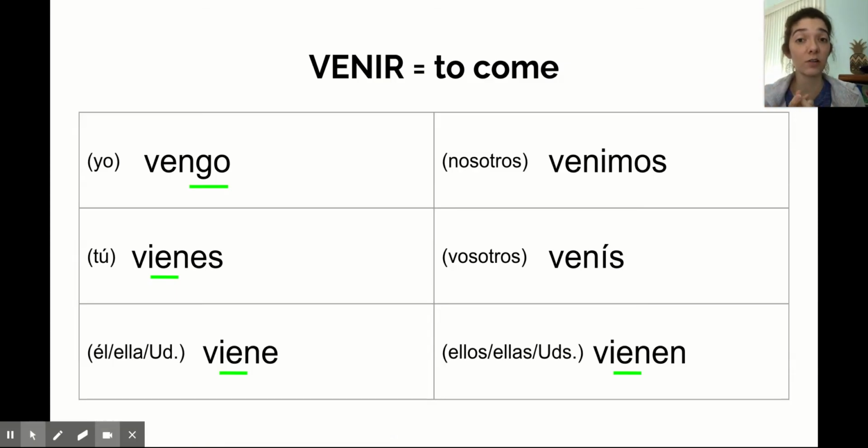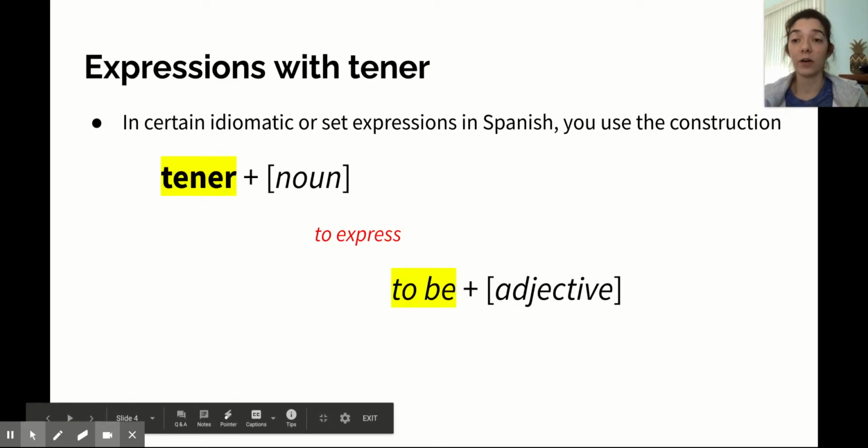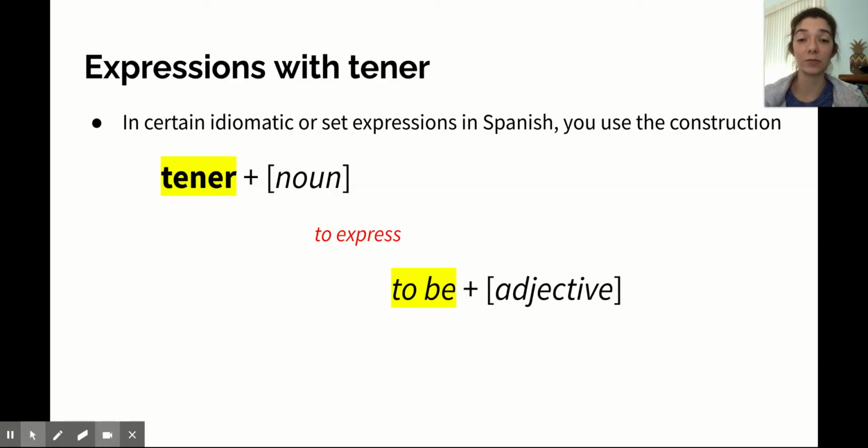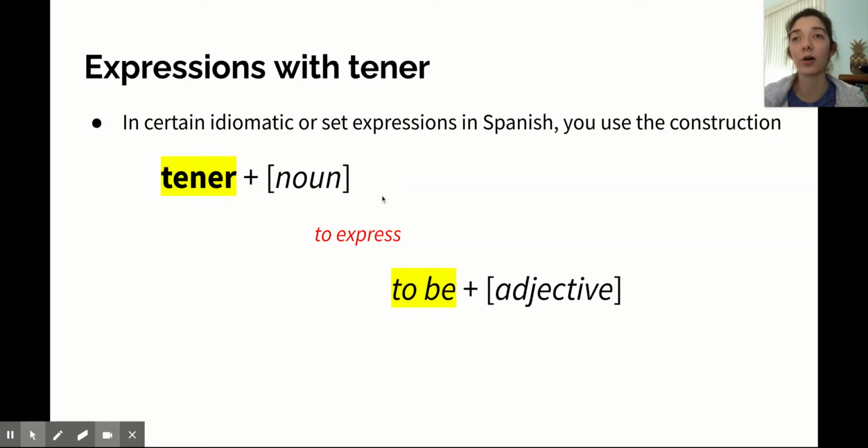It's an ER and an IR verb, but a little bit different. So what we're going to talk about now are some expressions with tener. In certain idiomatic or set expressions in Spanish, you use the construction tener plus noun. So follow with me here, guys. Tener means to have. So if we have tener plus a noun, you're saying, I have a book, right?